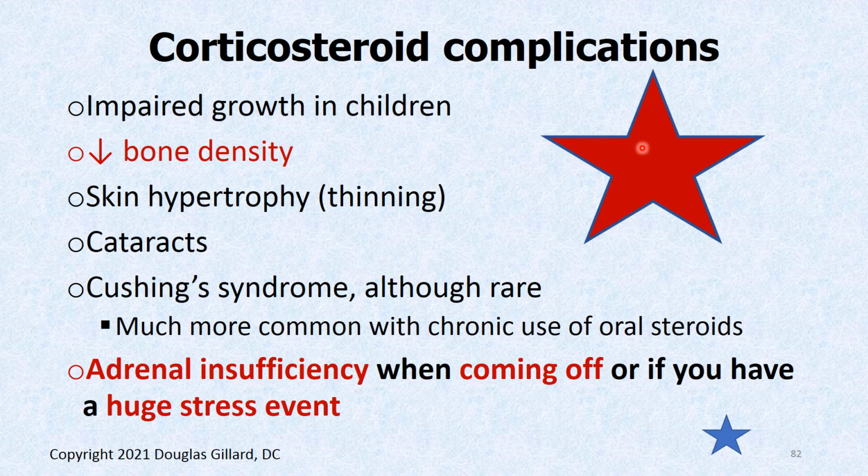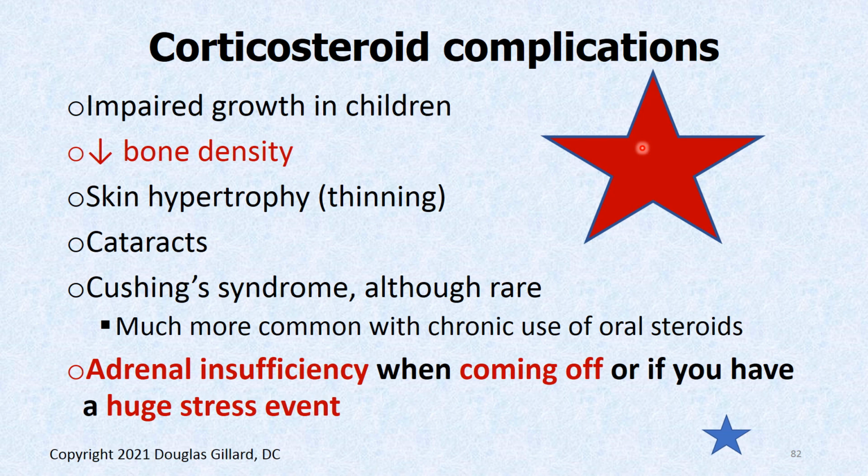Now, what are the dangers of corticosteroids? I think we've talked about this, but I'm not sure, so we better talk about it. Corticosteroids in children can stunt their growth and close growth plates early. They can decrease bone density and cause osteoporosis. They can cause thinning of the skin. They can cause cataracts. They could cause Cushing's syndrome if you're on a high enough dose, although that's usually seen more with oral steroids like prednisone.